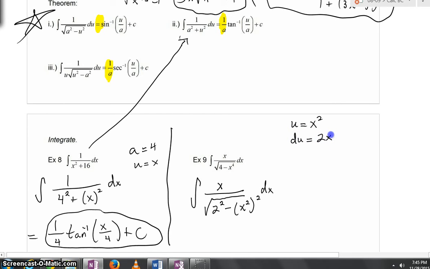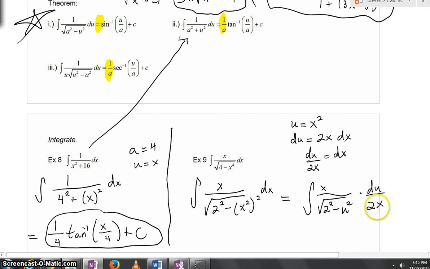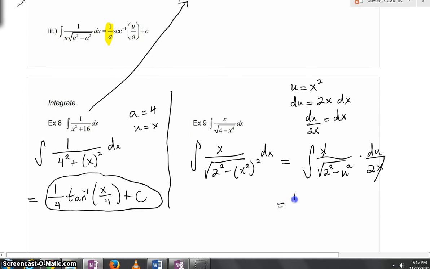Du would be 2x dx, and it quickly could be confirmed that dx is du all over 2x. Just cleaning this up real quickly. You could see we still have our 2 squared here. Now I have a u squared, but my dx would be du all over 2x, and this x would cancel out. In other words, we could rewrite this as pulling that 1/2 out. This is 1/2 all over the square root of 2 squared minus u squared du.